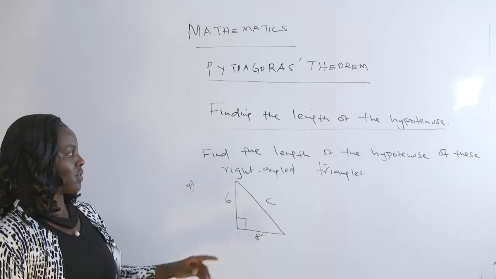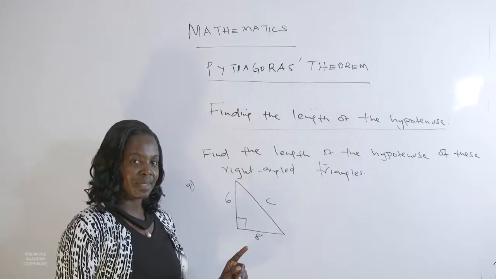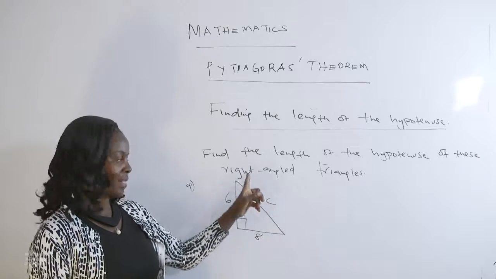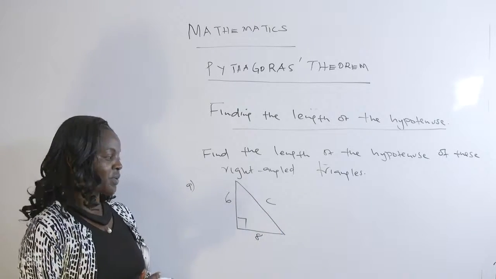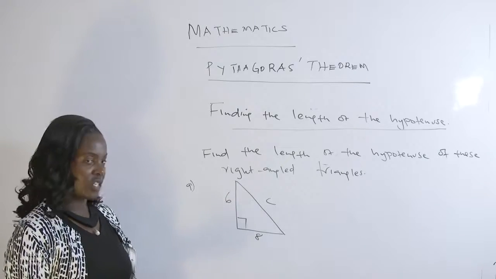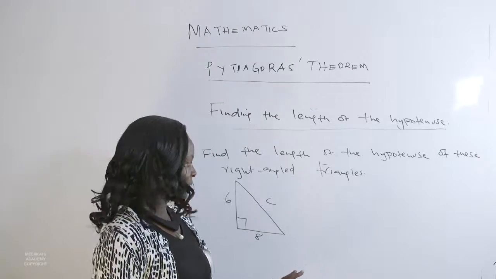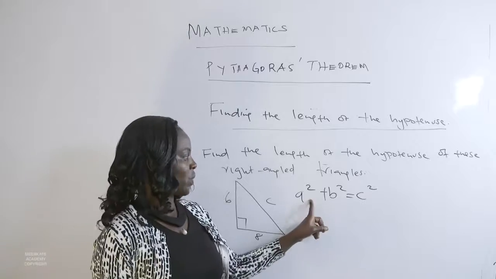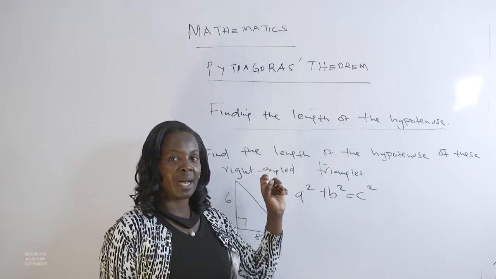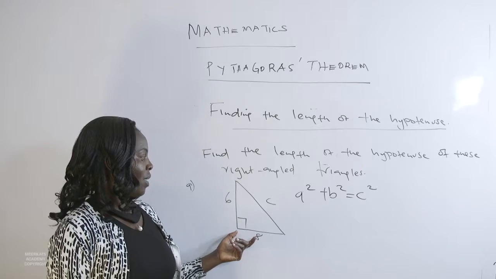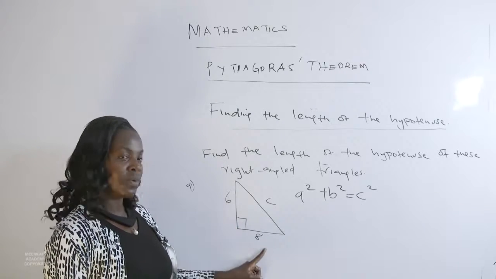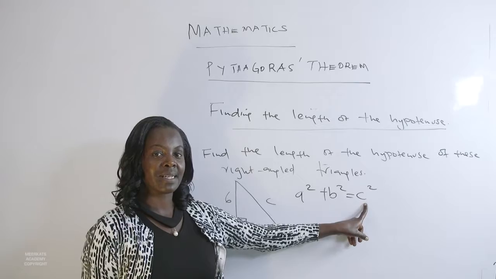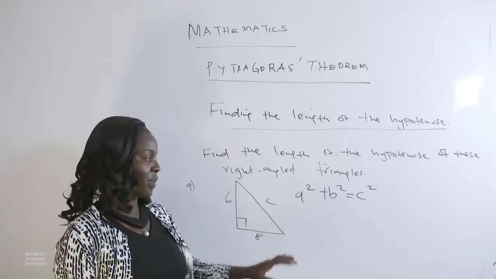Find the length of the hypotenuse of these right angle triangles. So we have a right angle triangle that is measuring 6 by 8, and the hypotenuse, the longest side of the triangle, is unknown. How do we go about finding the length of the hypotenuse? Again, the Pythagoras theorem, which states that a squared plus b squared is equal to c squared, will be of much help to us here. How? Because we know the two shorter sides of the right angle triangle. What is missing is the longest side. We substitute in the formula.